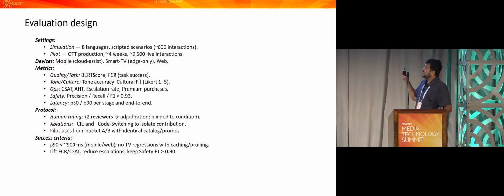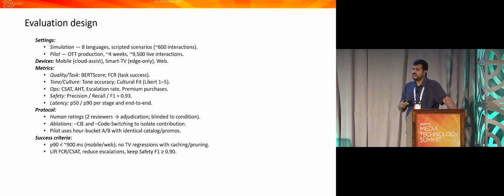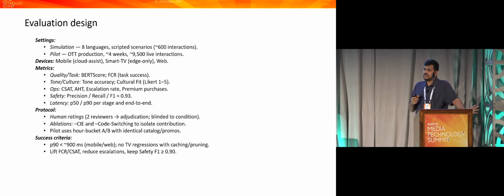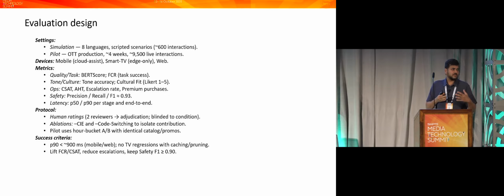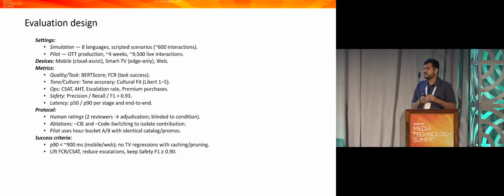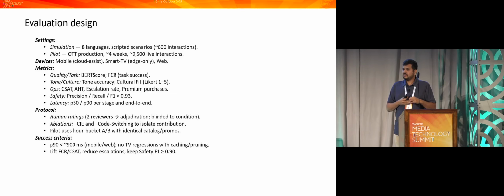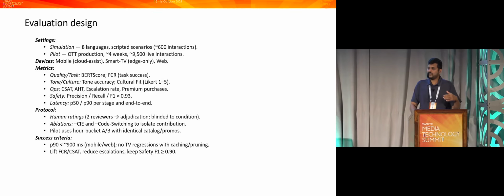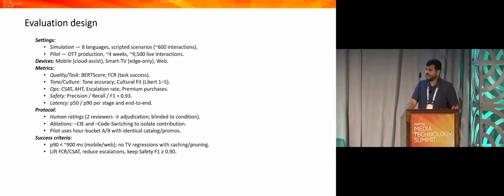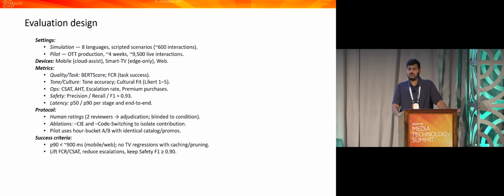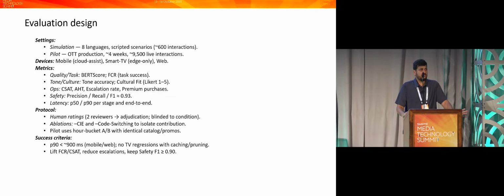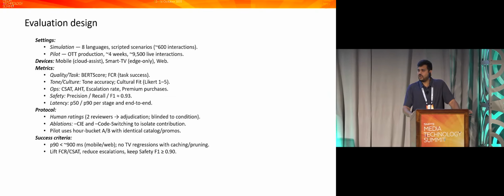So here is some other information, like what are the languages and how did we test them. We used 600 scripted interactions across 8 languages. And we used a 4-week pilot project, and throughout this pilot we got approximately 9,500 interactions. And we measured all of them, and we had human raters as well. And we ran ablations as well to remove the CIE and also the code switching, and see how the removal of the CIE impacted the overall numbers, and how the removal of the code switching algorithm impacted the numbers.